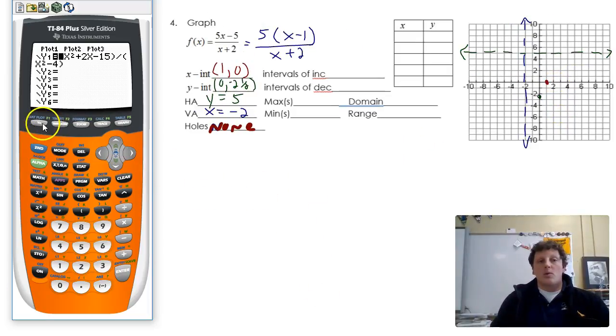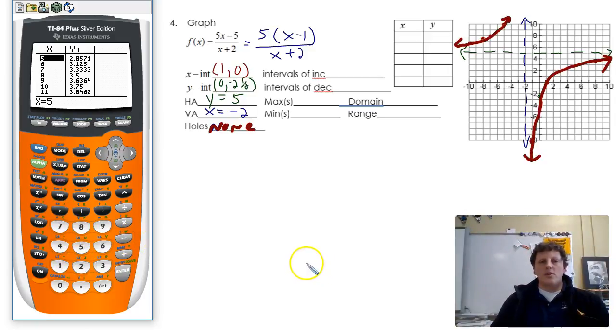Remember, all I'm doing is going to y equals, clearing out what's there, and putting the new function in using parentheses. And that's it. Once I do that, I go to the table to get a list of ordered pairs, and you can graph that function. All right, so this function here.